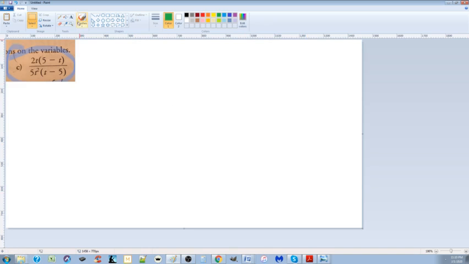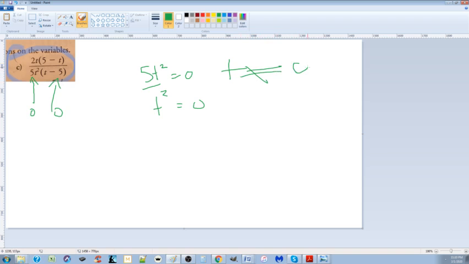We've got 5t squared, and we've got a second one. So the thing you got to figure out is, if either one of these becomes 0, it will ruin the fraction. So first we look at 5t squared. That one's pretty easy. It doesn't matter if you divide the 5 out, it's still going to be 0, and the square root of t squared is still 0. So right away, t can't be 0. Now look at the other one, t minus 5.